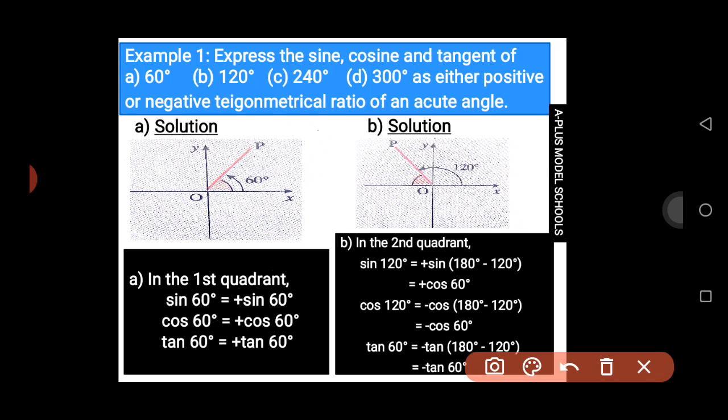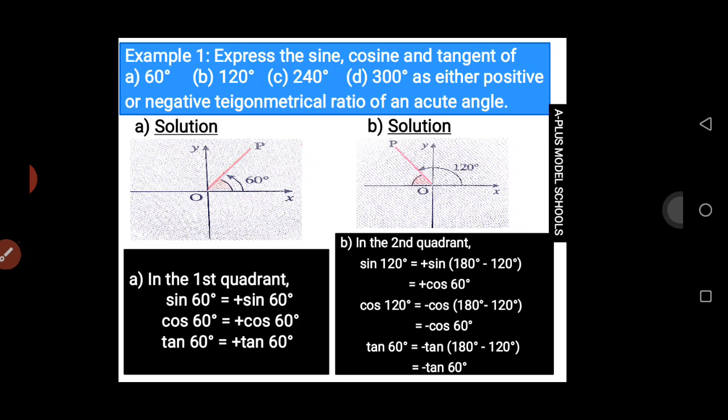And you will notice that this angle is an acute angle, because the instruction is that we should write the positive or negative trigonometric ratio of an acute angle. So I don't need to subtract anything here. But when you look at the number 2, that is 120 degrees, and 120 degrees is not an acute angle. Before I can change that to an acute angle, I will first look at which quadrant 120 falls in.